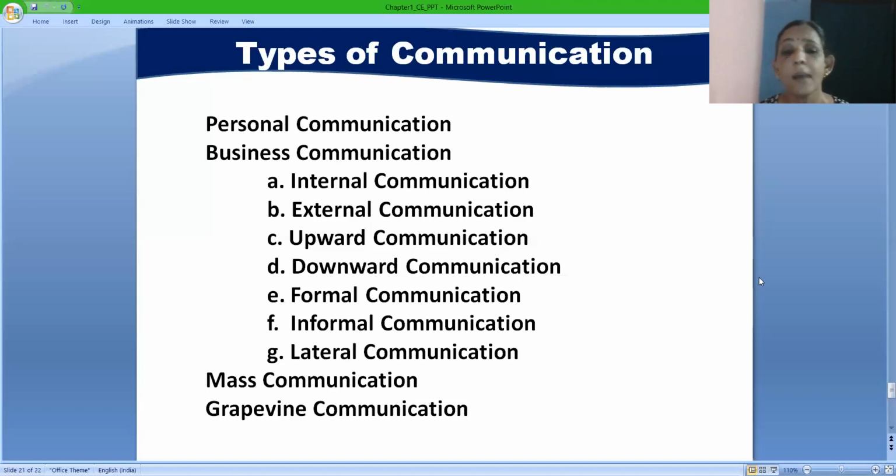The next is upward communication. We all understand that in an organization, there is a hierarchy which everybody follows. This hierarchy can be in two ways, from bottom to top and from top to bottom.